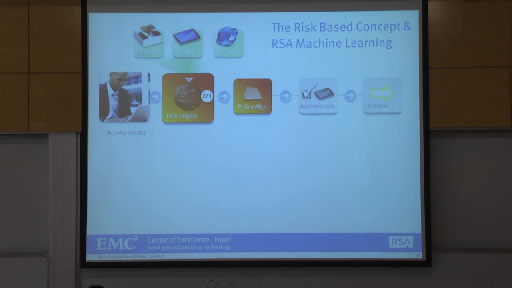Then we go to some policy manager, and this is basically to give the bank analyst the feeling that they control things, so we don't issue an alert. We say this is risky, you can do whatever you want with this. So they can set rules about it. They can say that if it's below $100, we don't really care. If it's more than $1,000, then we care a lot. And then it's authenticated because it has a really low score and you can continue. And all of this is seamless from the user's perspective.